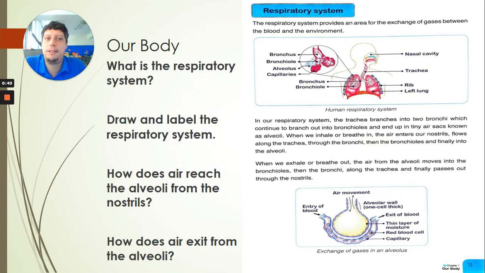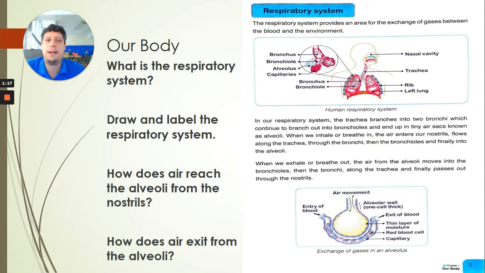The respiratory system provides an area for the exchange of gases between the blood and the environment. Okay, so the respiratory system provides an area for the exchange of gases between the blood and the environment. Exchange means going from one to the other. So, basically, blood needs to get gases like oxygen, okay? And the environment is basically your whole body, okay? That's basically what that means.